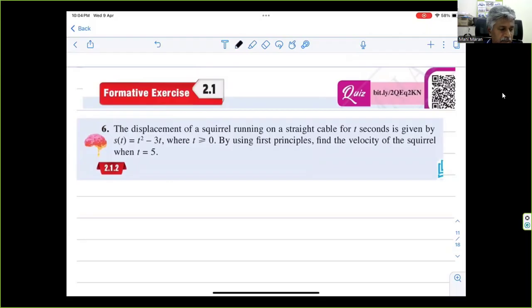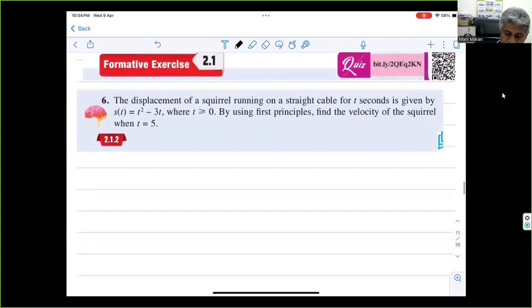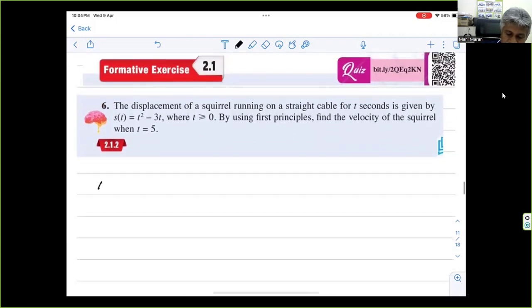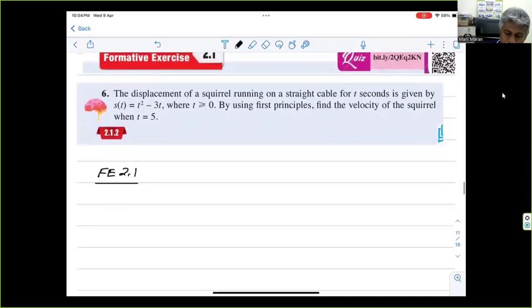Okay, so this will be exercise question number 6. Right here, formative exercise FE 2.1, question number 6.